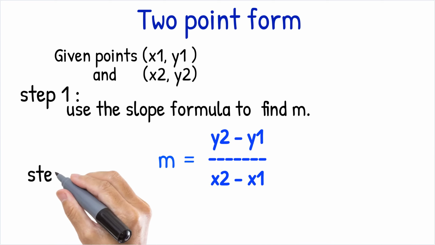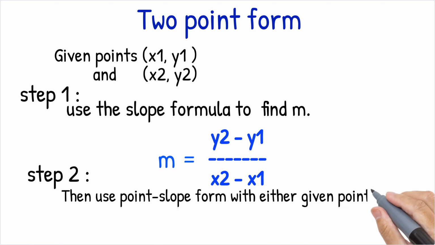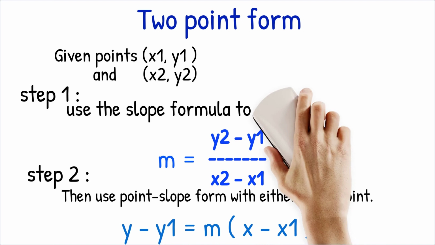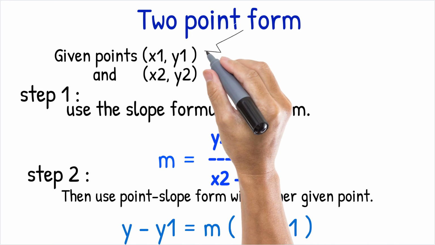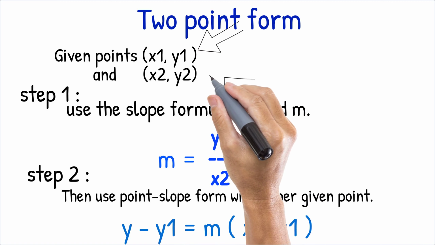Step 2. Use slope m in point-slope form with either given point. y minus y1 equals m times x minus x1. We can use either point, that is, x1, y1, or x2, y2, in the equation.